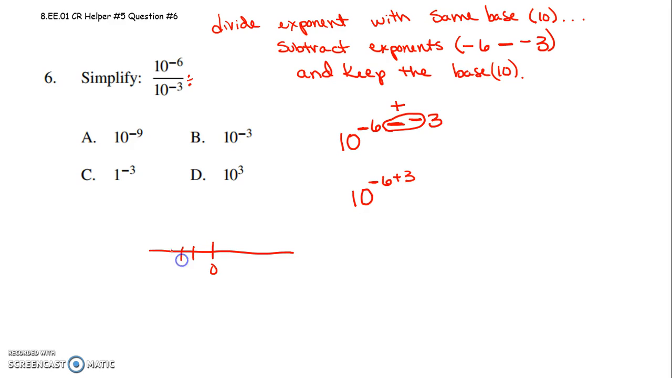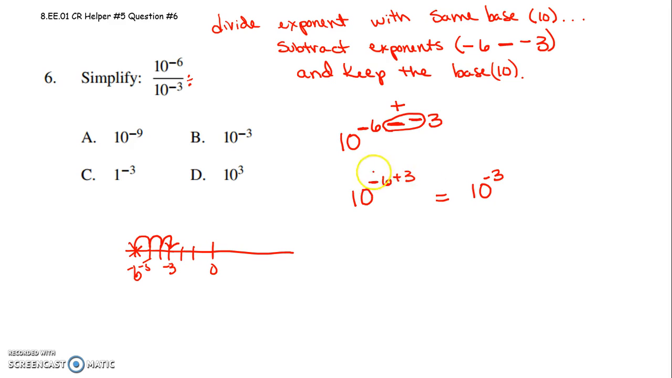0, negative 1, negative 2, negative 3, negative 4, negative 5. There's negative 6. If I'm at negative 6 and I add 3, I move back towards 0, 3. Where do I end up? I end up at a negative 3. So this is 10 to the negative 3 power.